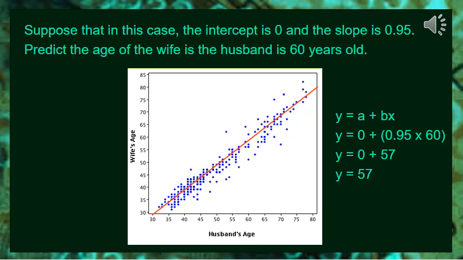a is the y-intercept. In this case here, it is 0. And the slope is 0.95. So here I have to multiply 0.95 times 60 in my formula, y equals a plus bx. So here bx gives me 57 plus 0. So the wife here will be 57 years old if the husband is 60 years old.